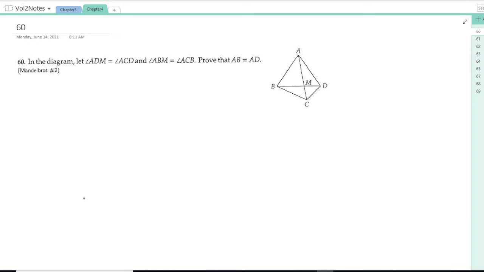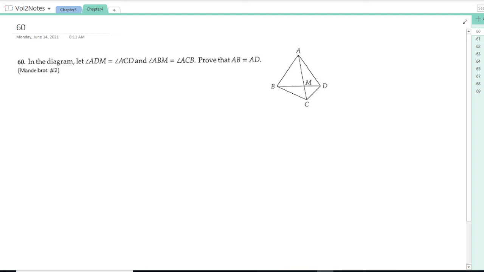Today we are going to solve some quadrilateral problems. It's chapter 4 of the AoPS Volume 2. So let's start with question number 60.